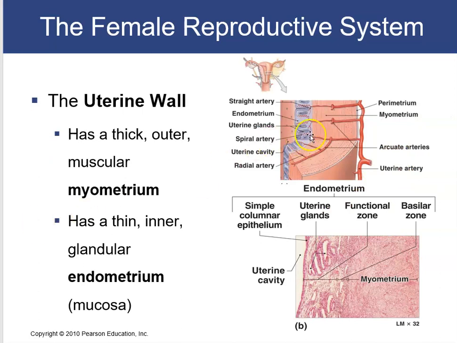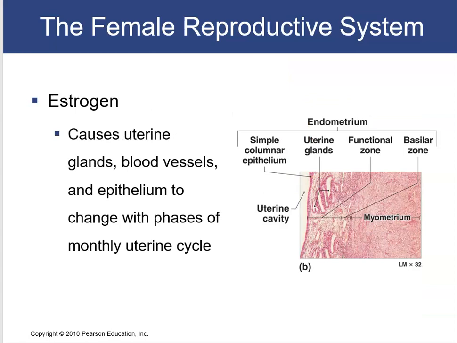The uterine wall has a very thick muscular layer known as the myometrium. And then it has a thinner, more glandular layer known as the endometrium. And then surrounding the whole structure is the perimetrium. So 3 layers. Inner layer is the endometrium, the thick muscular myometrium, and then the connective tissue outer wall known as the perimetrium. Estrogen is the hormone that causes the uterine glands, blood vessels, and epithelium to change with the various phases of the monthly uterine cycle.